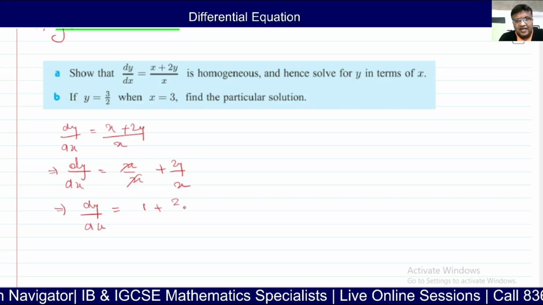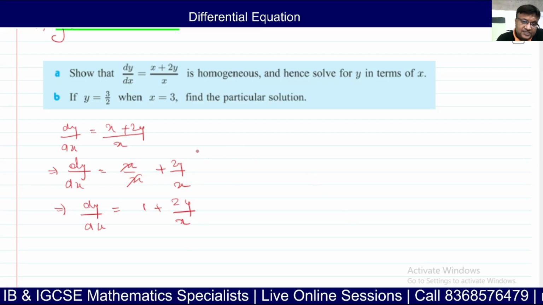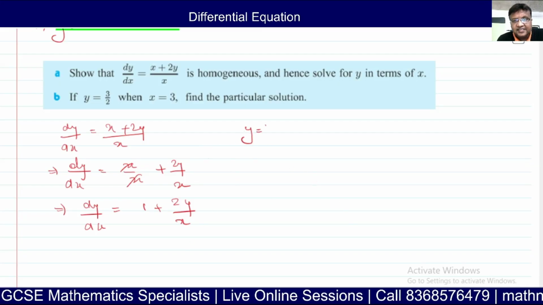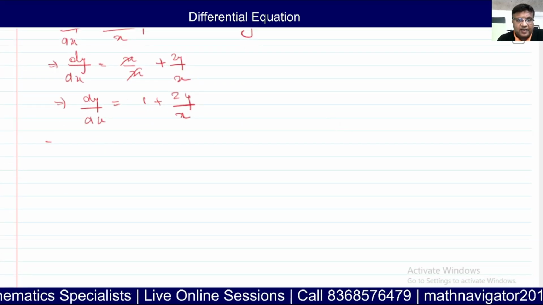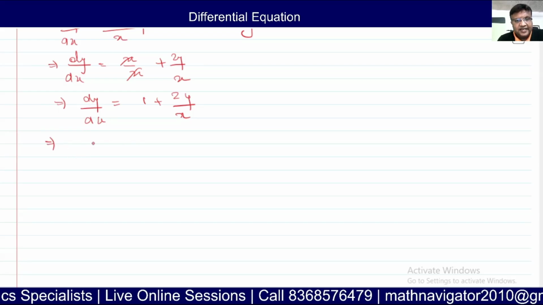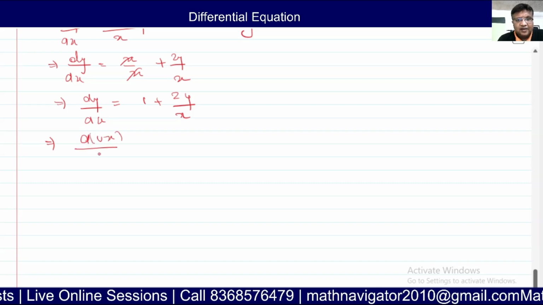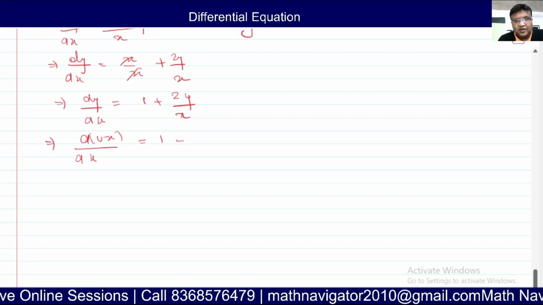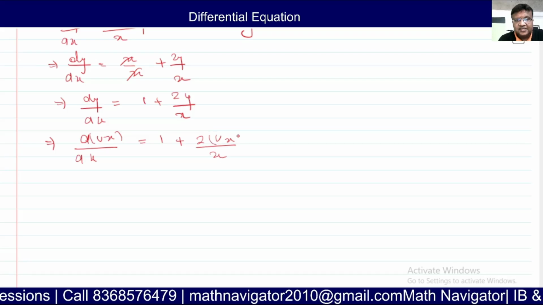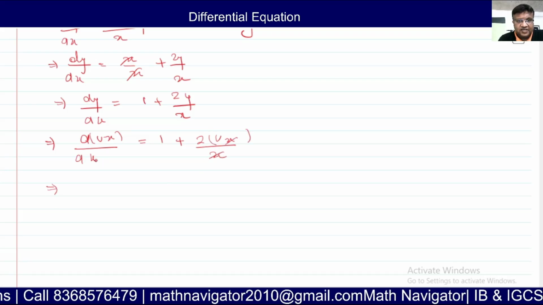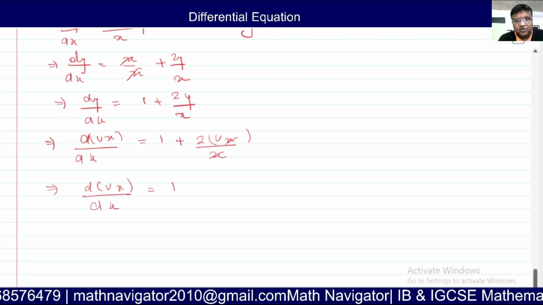Now, how do we solve this situation? Because we cannot separate the variables. So in this case, what we do is take y as vx. This is the standard way of doing it. So let's see what happens when we do this. So dy by dx, I can write d(vx) by dx equal to 1 plus 2vx by x. x cancels x, so I'm left with d(vx) by dx is equal to 1 plus 2v.